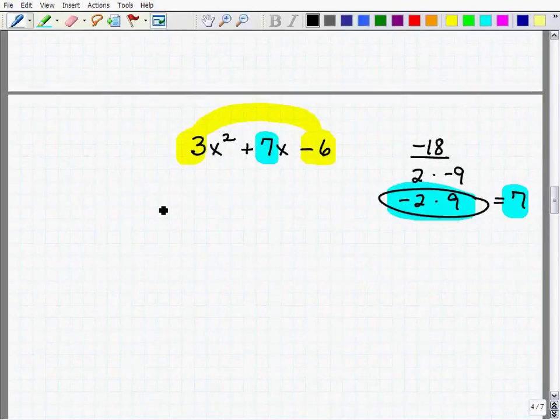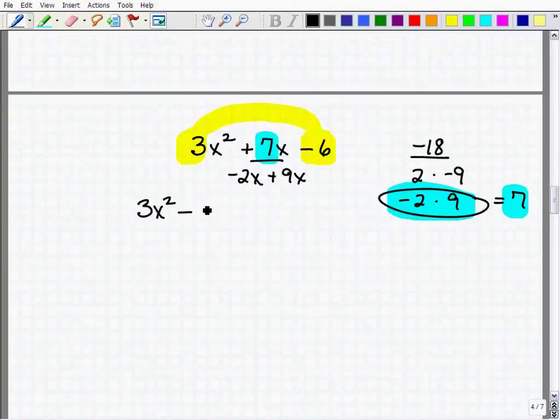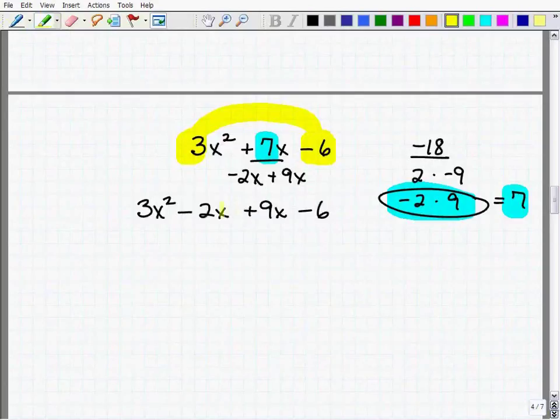All right, so now let's rewrite the trinomial. This time I'm going to write 7x as negative 2x plus 9x. That's the way I'm going to write that. So let's go and write it that way. Minus 2x plus 9x minus 6. All right, so we have our first group here and our second group here.